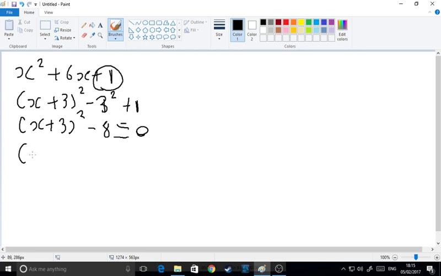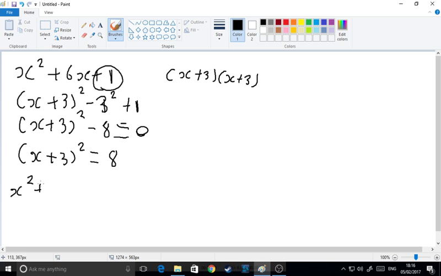So here we've got x plus 3 squared is equal to 8, and what we've done is we've taken over the 8. Now we just have to find what x is equal to, and you do that by doing double brackets. Remember, that's equal to x plus 3, x plus 3. If we do that quickly in our head, it should be x squared plus 6x plus 9 equals 8.